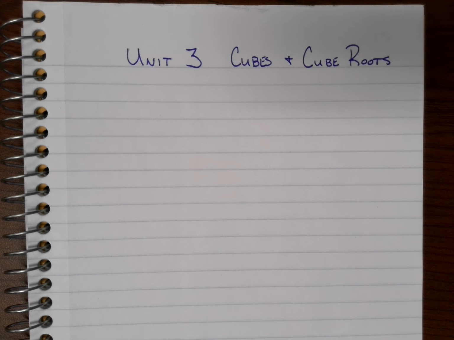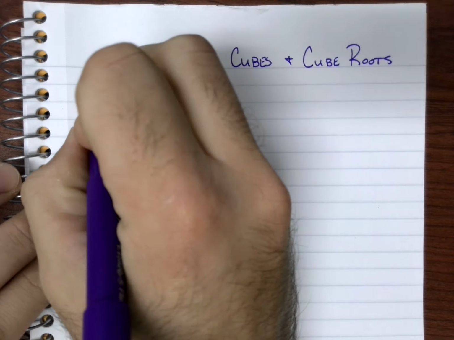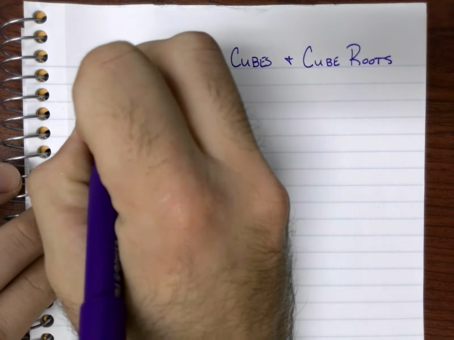So today we're going to be looking at Unit 3, first day of Unit 3, cubes and cube roots. We've talked about squares and square roots and perfect squares. Here is what this looks like. This is a square root. Your square root normally won't have anything here. We just assume that's a square root. What we're going to be looking at is a cube root.